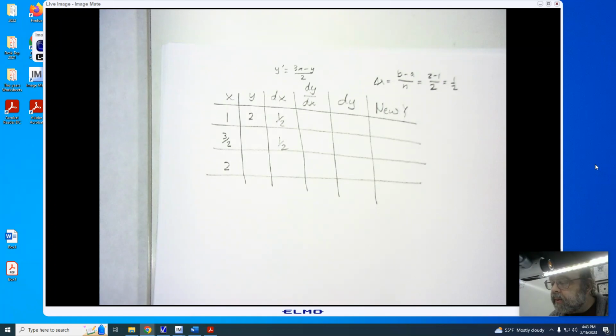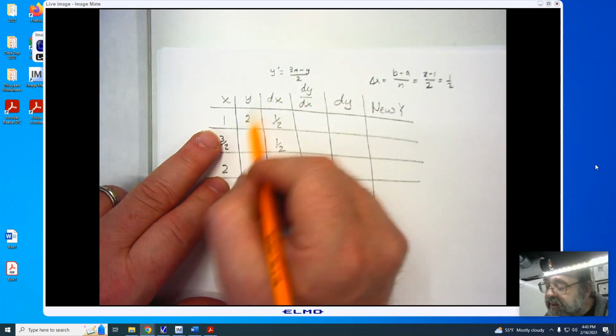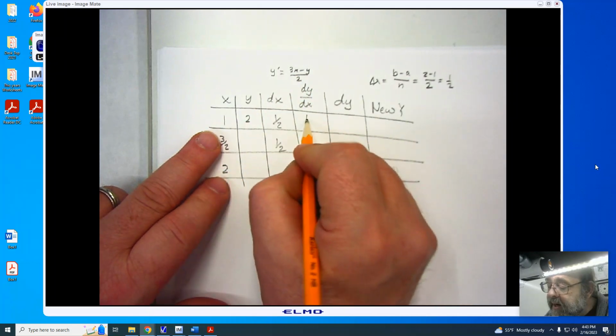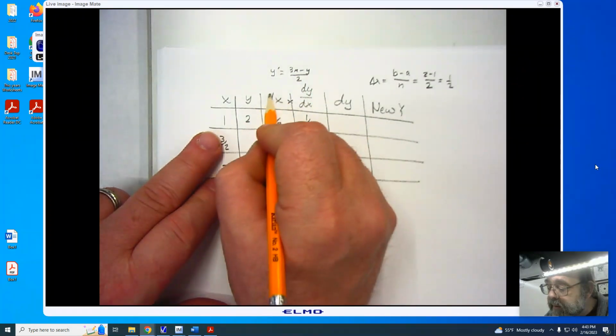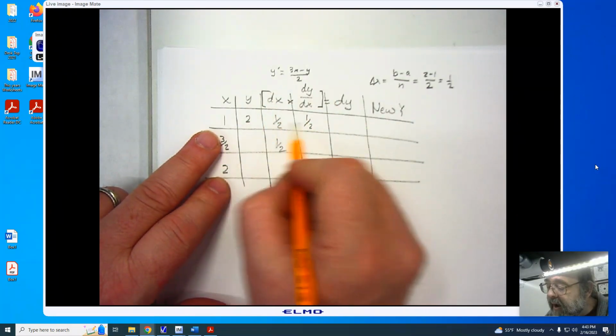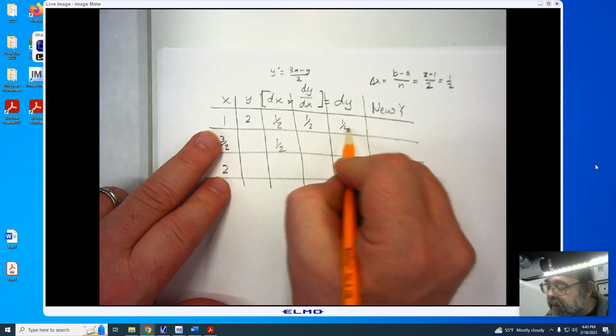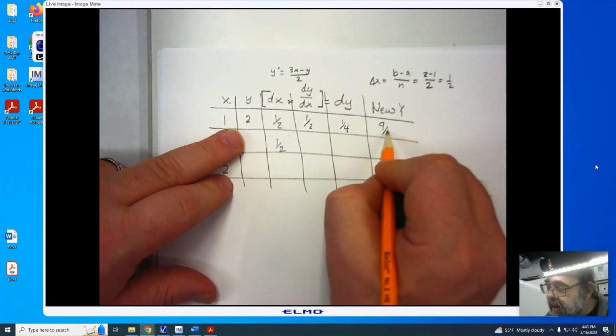So that's what I'm going to do. I'm going to take 1 and plug it in for the x, and then subtract 2 for the y. I end up getting a 1/2, and when I multiply these two together, I get dy. So 1/2 times 1/2 is 1/4, and I now add 1/4 to the 2 to give me 9/4.